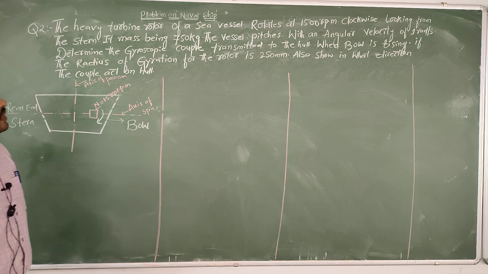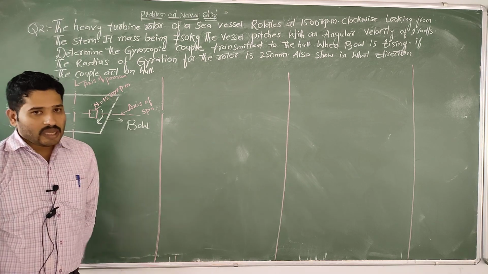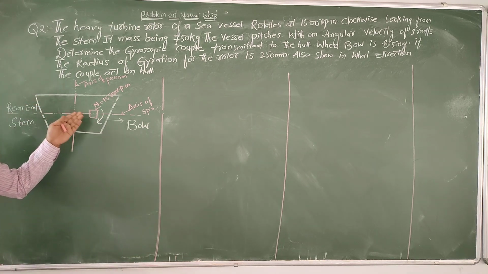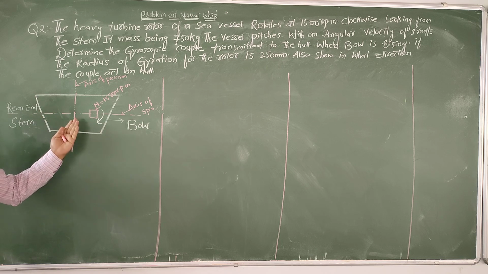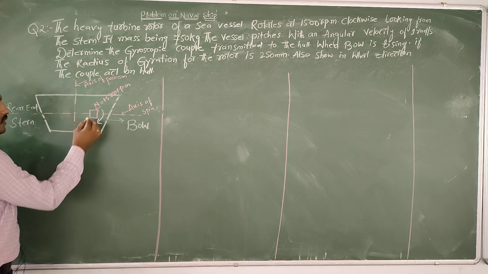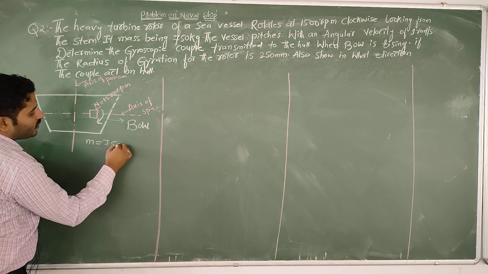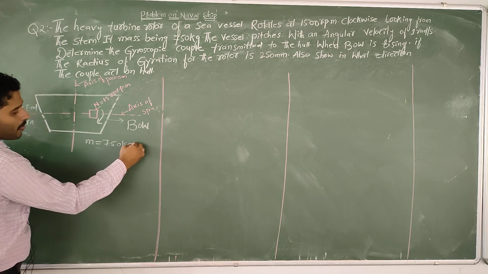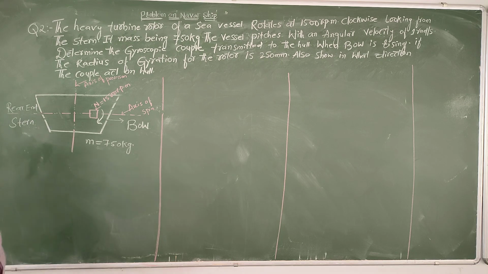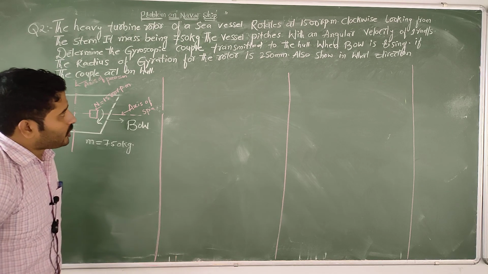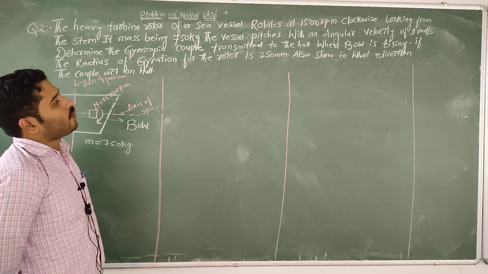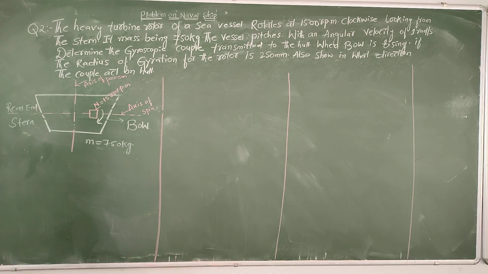Its mass being 750 kg. The mass of this turbine rotor is given as 750 kg. The vessel pitches with an angular velocity of 1 radian per second.